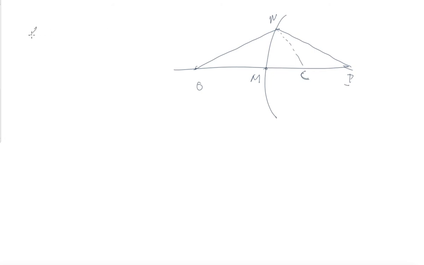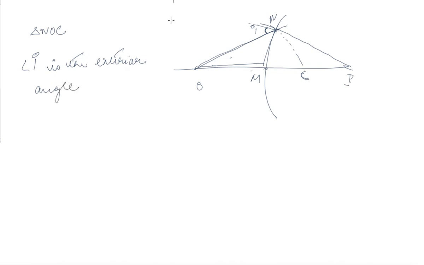Now consider triangle NOC. If you look at the external angle of this particular triangle, what is this angle? This is angle i. So angle i is the exterior angle.